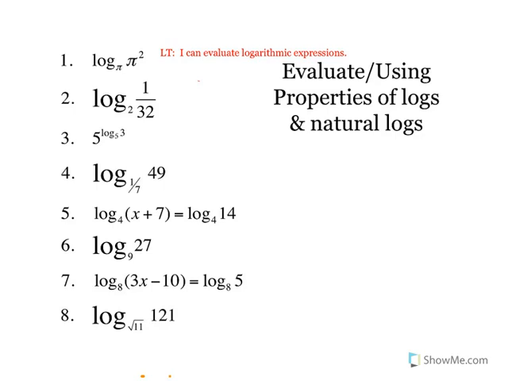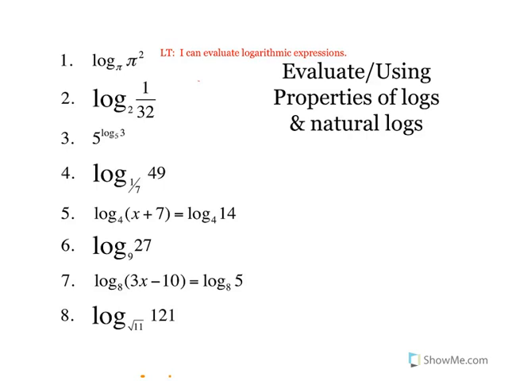Okay? Number 5 looks very different from all the others. Number 5 is an actual equation. Okay, and I know that because an equal sign is written in the problem and given to me. And so I have log base 4 of x plus 7 equals log base 4 of 14.